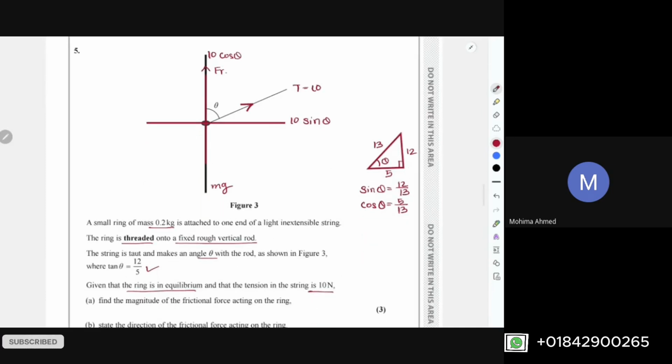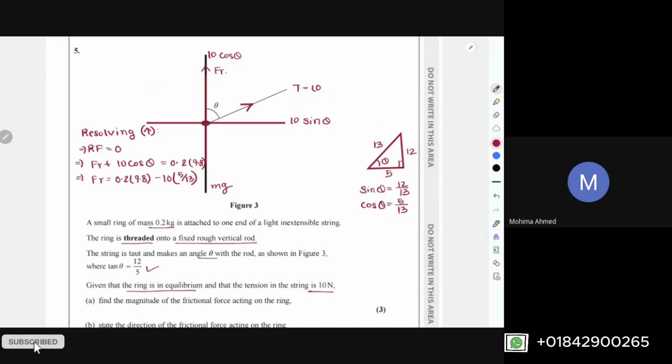So if I have to focus on the vertical plane, for this kind of case, always write resolving vertically. The object was in equilibrium in all planes, so the resultant force is 0. Upward, you have this friction and 10 cos theta. Cos theta is by the way 5 by 13. That equals your weight. Weight is 0.2 times 9.8. And if I want to calculate friction only, you just have 0.2 times 9.8 minus 10 times 5 by 13, right? So you just have to calculate this finally.